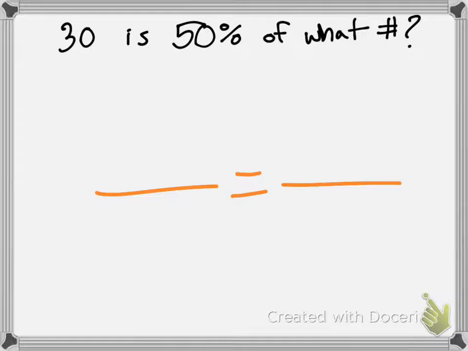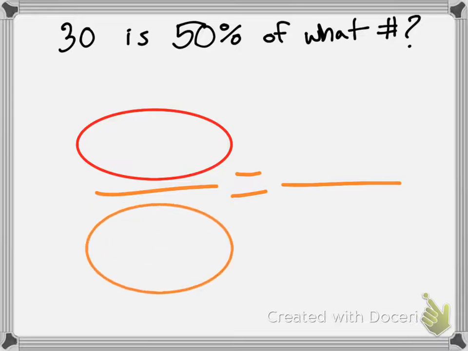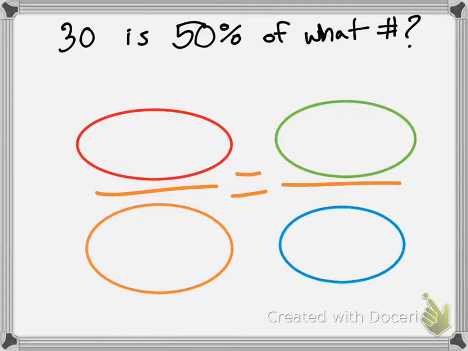I'm going to put different colors up here. I'm going to put the red. I've got orange. I've got green. And I've got blue. What's going to go in my red box? What's going in my red circle, looking at this problem? Lucas. 30. Just 30, exactly.